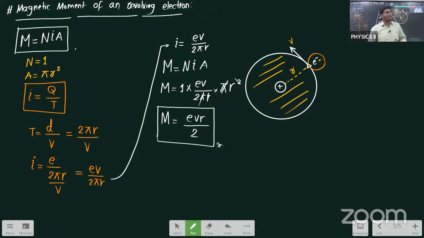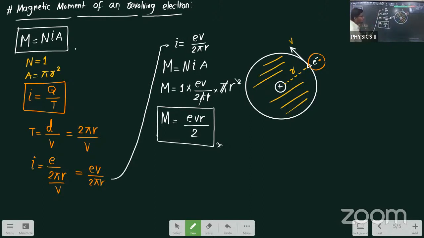M is equal to NIA. What does N represent? N represents the number of turns. What does I represent? I represents the electric current which is being generated due to this electron. We know that whenever electric current is flowing, a magnetic field will be created. So that is the reason we are determining the magnetic dipole moment. Next, what is the area? The area of this circular loop is pi r square.